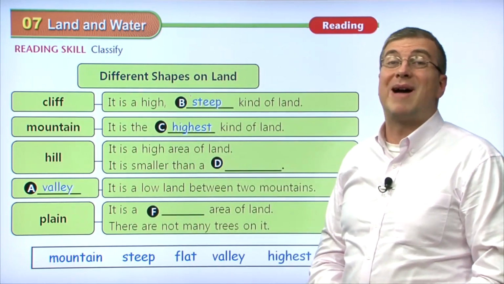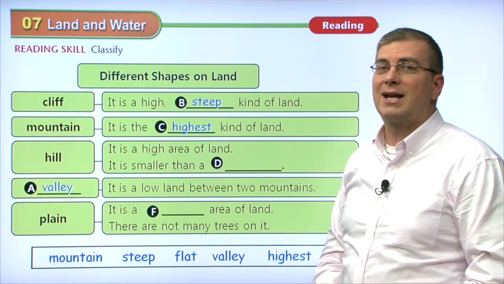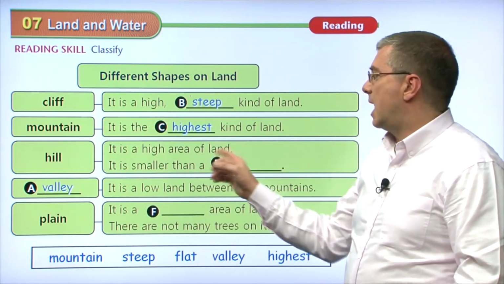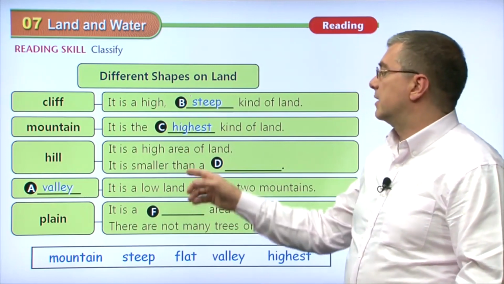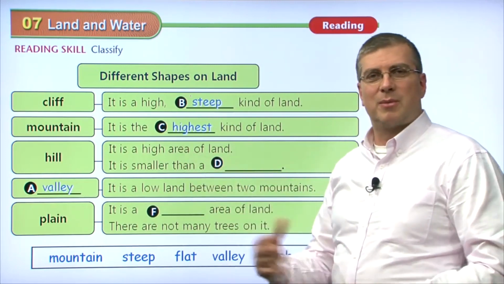We used the example of Mount Everest, which is the highest point on Earth, right? The highest kind of land. A hill. It is a high area of land, yes. It is smaller than a mountain. Okay, what are hills smaller than, right? We talked about that a lot, right?